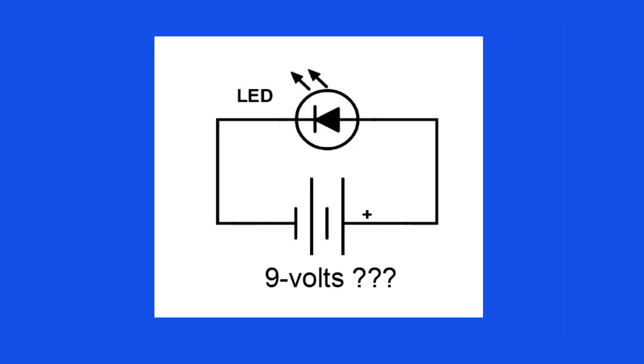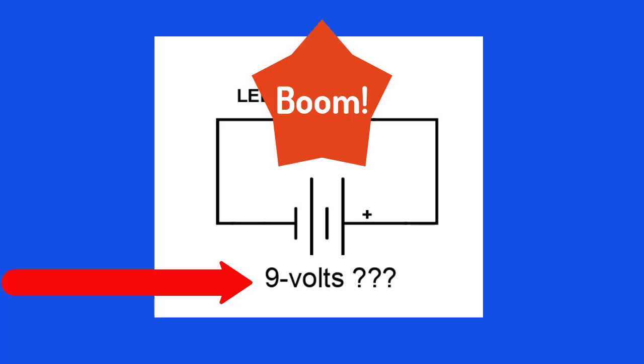What happens if we were to increase the voltage across the LED from 2 volts to 9 volts? If we put a 9-volt battery across the LED with no extra resistor to reduce the current, what happens? Well, the 9 volts will try to push more current through the LED, causing the LED to heat up and go into thermal runaway, and the LED will self-destruct.